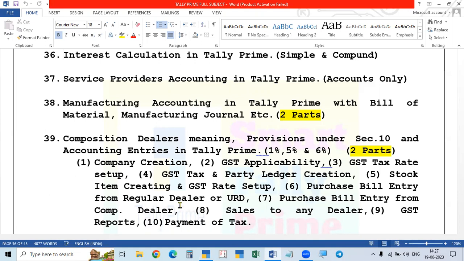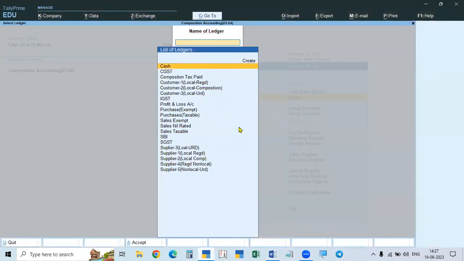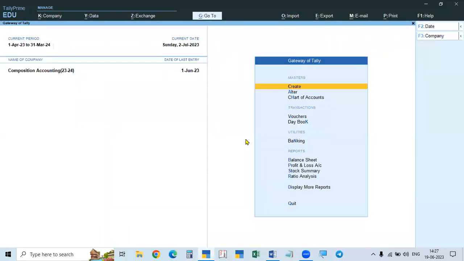That GST will not be shown in the GST account because we have taken it as created under indirect expenses, and we have given the option to add to the purchase value. So like this, we have completed the purchase and the sales entries.